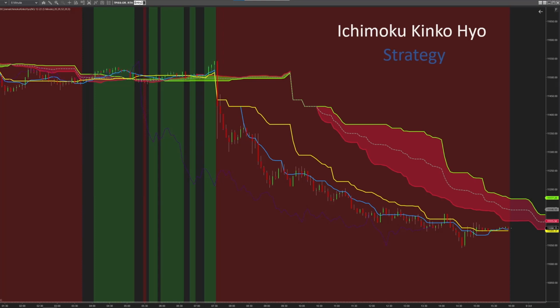The Ichimoku Kinko Hyo indicator is a very versatile indicator. You can come up with several strategies from a single indicator. It's sometimes referred to as a 5-in-1 indicator because it shows you the trend direction, momentum, future price action, and it also provides you with signals. The Ichimoku cloud indicator is composed of 5 lines that are computed as follows.